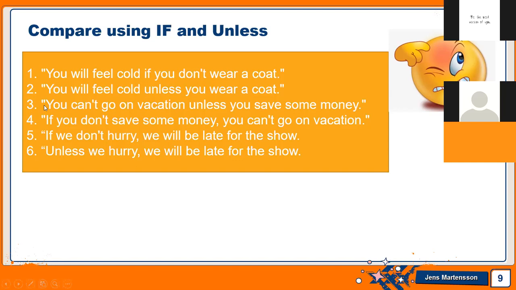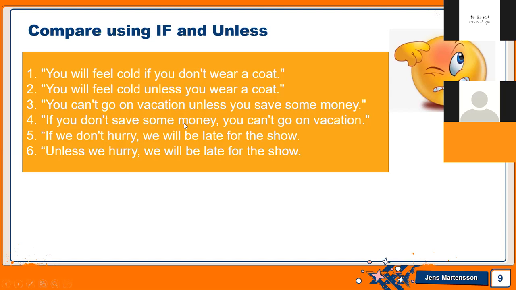Okay. Next, you cannot go on vacation unless you save some money. If you don't save some money, you can't go on vacation. So unless you save some money, you can change it into if you don't save some money. Understand? Or you can't go on vacation if you don't save some money. Not if you save some money. No, it's changing the meaning.